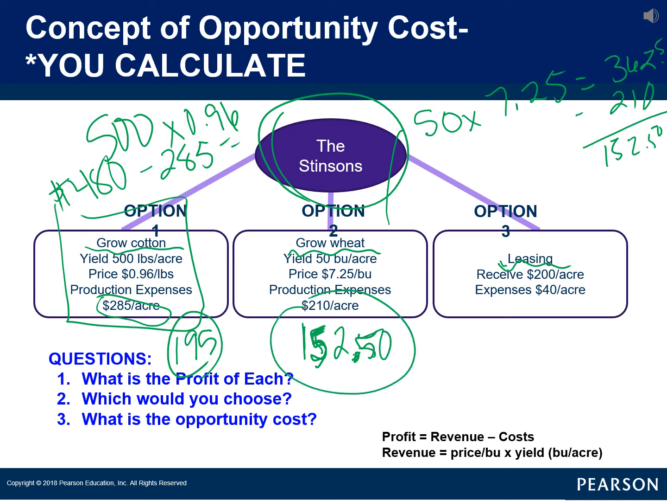Okay. Now, if I leased it, I would receive $200 per acre, and it would cost me $40 per acre. You know, that might be maintaining fences, that might be any variety of things that a landowner has to take care of. So my profit there is going to be $160. So which would you choose? Well, you'd obviously choose the scenario where you're going to make the most amount of money, which is option 1.